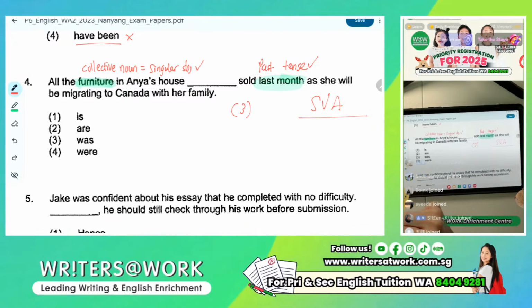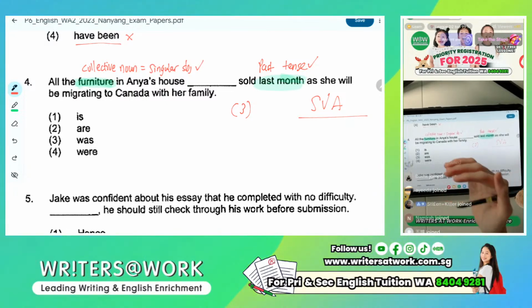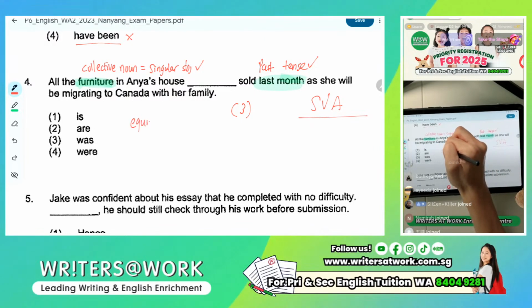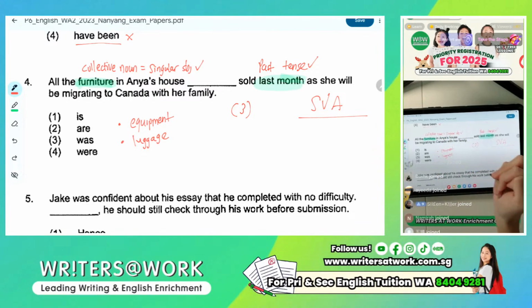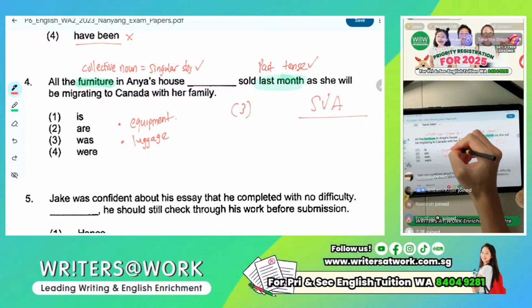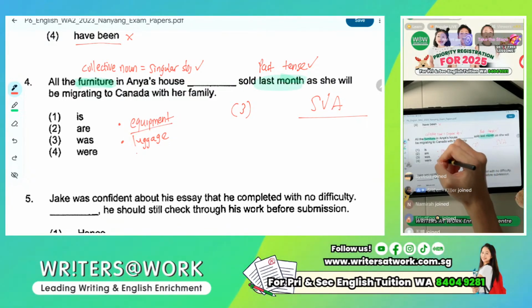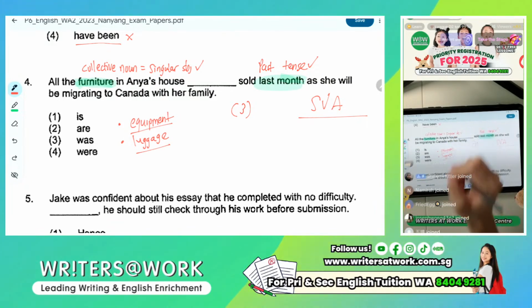Now, some of you will be asking, then what are the other cases where we use collective nouns? Equipment and luggage. They are two common collective nouns. So we'll always take these as singular subjects.